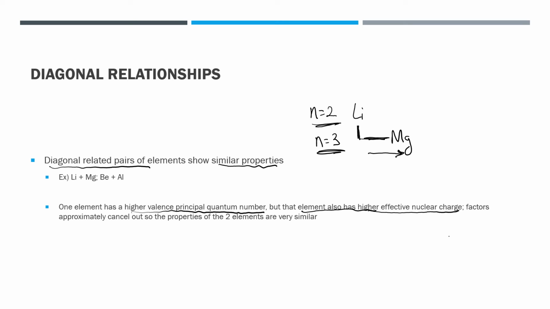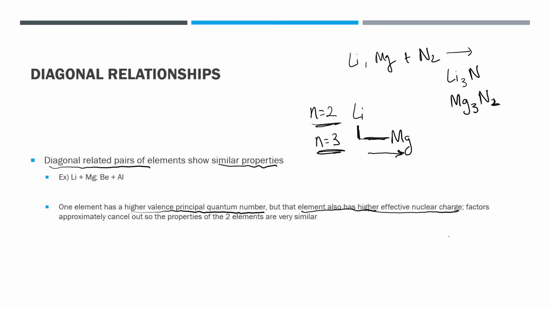So how exactly do we see this? What properties are similar? Lithium and magnesium both react with nitrogen to form nitrides. For lithium, we form Li3N, and for magnesium, we form Mg3N2. These are the only two metals that will react with nitrogen to form nitrides. That's a common property we see between lithium and magnesium.